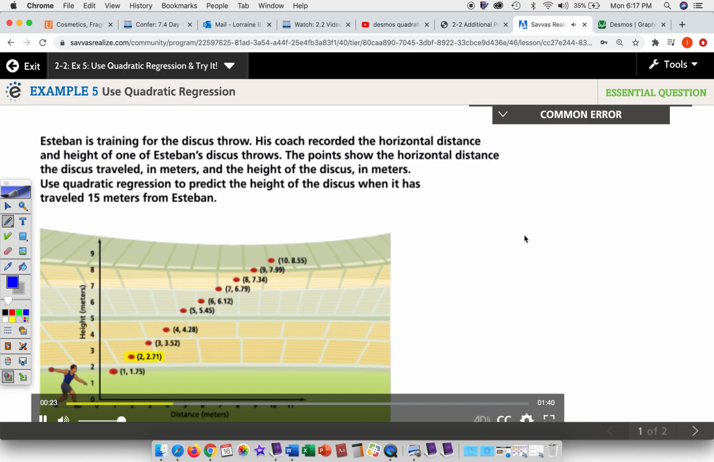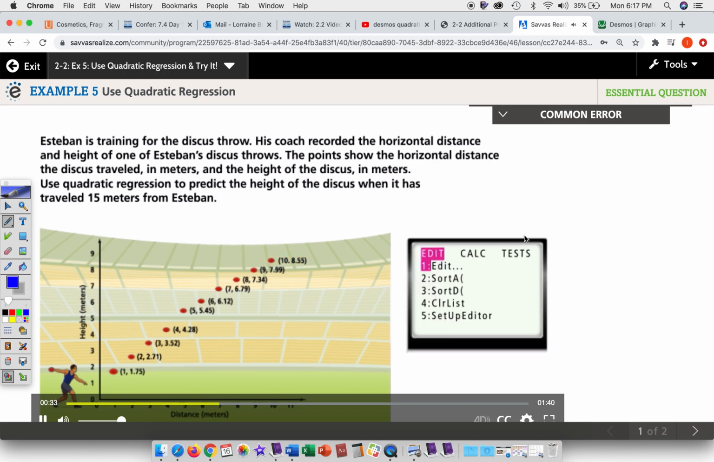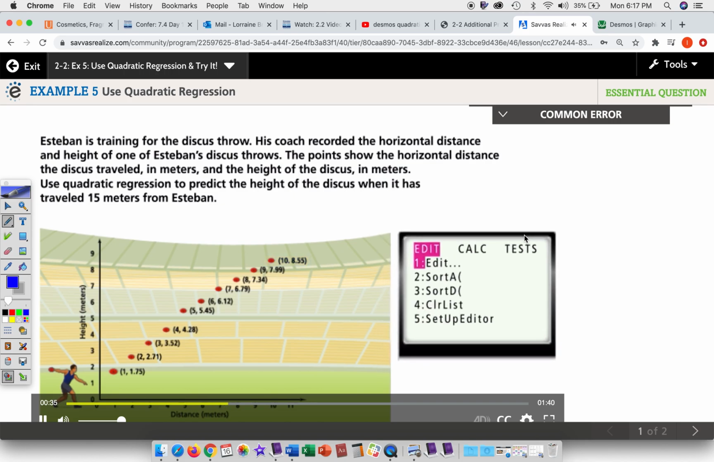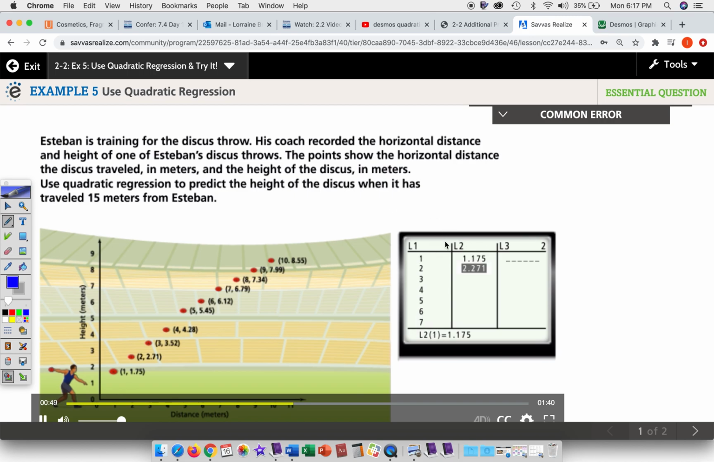The data shows the discus only rising, but when the discus starts to fall to the ground, it will make a shape that looks like a parabola. The model should be a quadratic function. You can use graphing technology to perform quadratic regression with the data. Enter the coordinates of all of the points into the table. So this is how to do it on the calculator, if you have a graphing calculator.